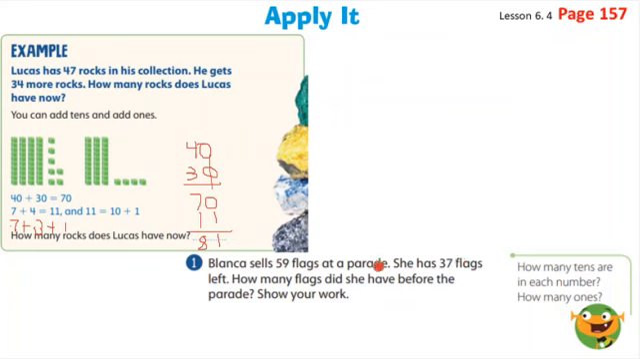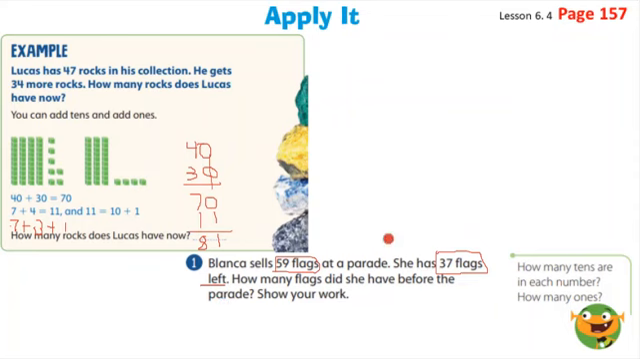All right, so let's read through this problem again and circle and underline important information. Blanca sells 59 flags at a parade. So there's 59 flags. She has 37 flags left. That's how much she has left over. How many flags did she have before the parade? Show your work. So we know that she sells 59 flags and she has 37 flags left. So how many did she have before?